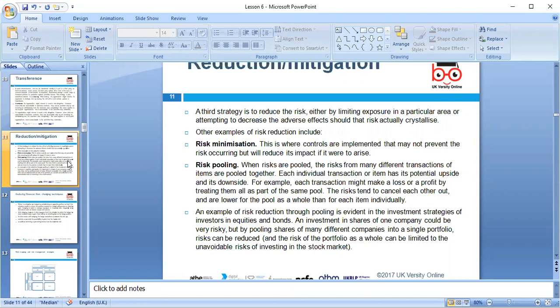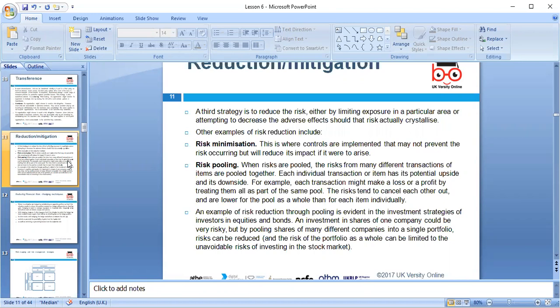Risk minimization is where controls are implemented. Controls mean corrective actions. If someone has a slip and trip and is injured, you have to register the risk so it won't happen again. You have to identify the causes of the risk. If you don't do this on a regular basis, it creates a big mess in our organization.